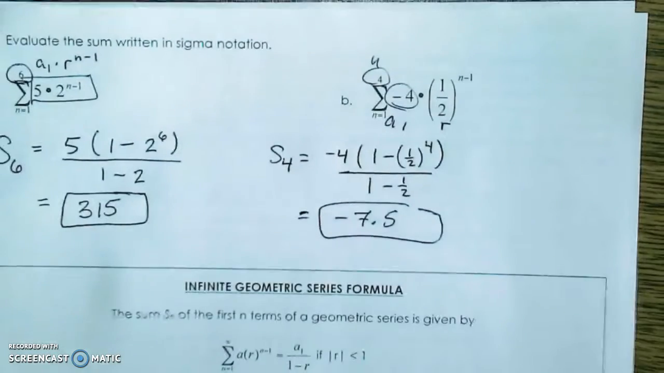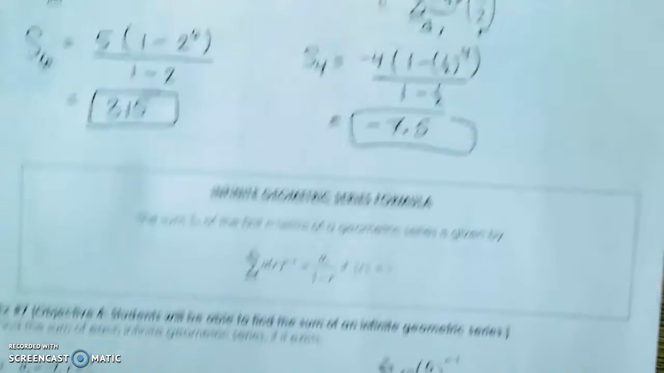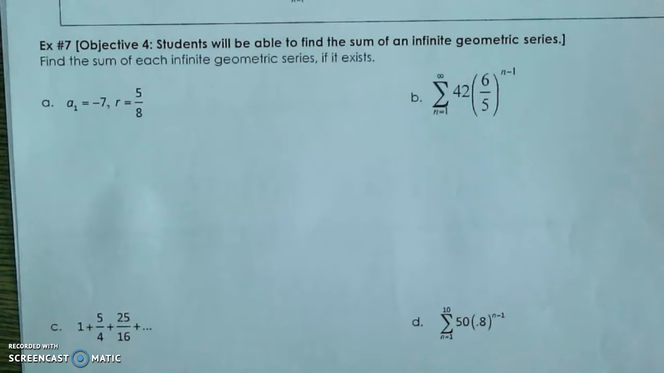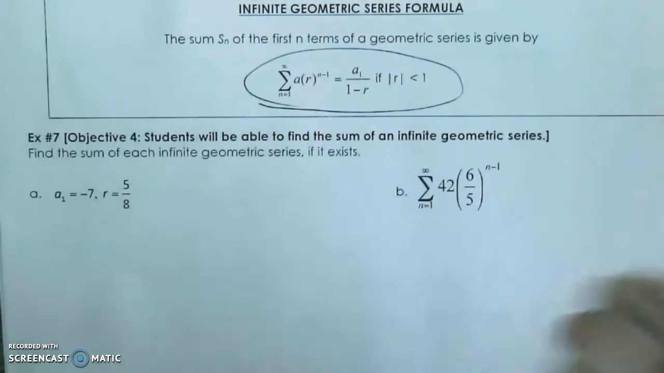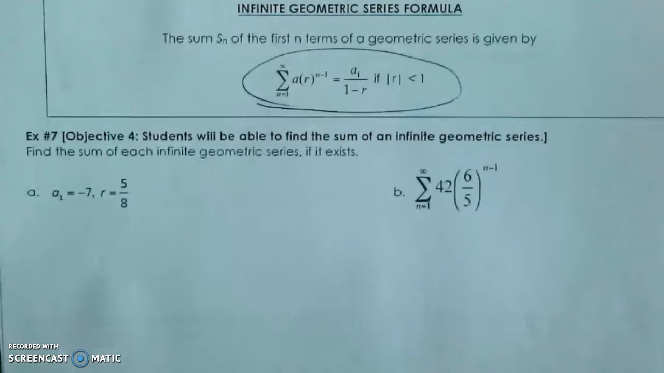The last thing we're going to talk about is infinite geometric series. So this is our fourth objective. You'll be able to find the sum of infinite geometric series, and we have a different equation for this. It's infinite because we see the summation is going to infinity. It doesn't have an ending term. It just keeps on going.